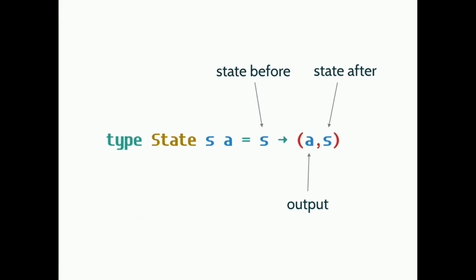OK, a little refresher on the state monad. The type State S A is really just a function. It models the state machine. The input S is the state before the machine runs, the output S is the state after the machine runs, and the A in the output is the output of the machine.